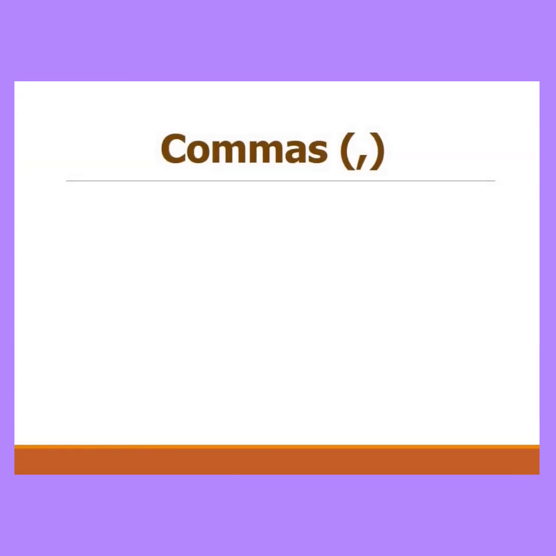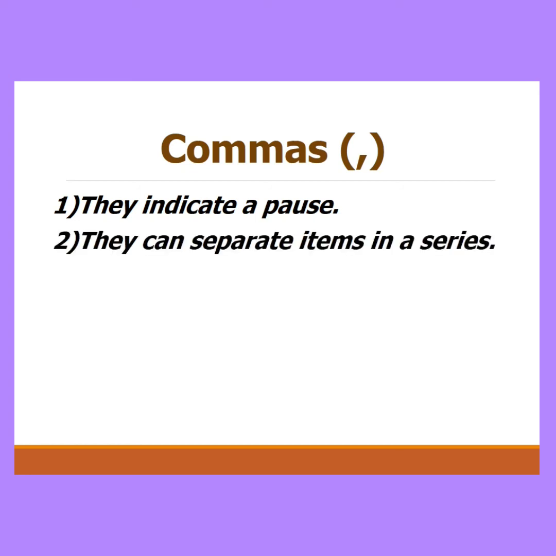The last punctuation mark that we'll study is a comma. Comma indicates a pause. Whenever in a sentence we have to give a pause, we use a comma. They can separate items in a series. If in a sentence we are mentioning too many items and they are of the same series, same type, we separate them using comma. For example, I'll have fish, salad and broccoli.